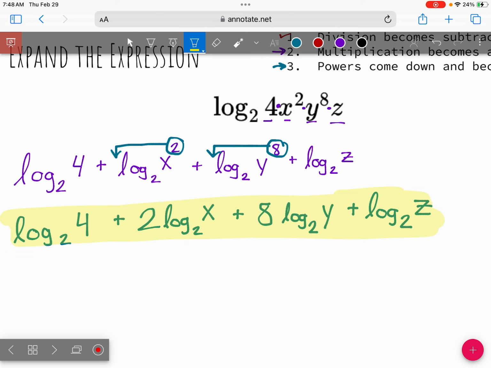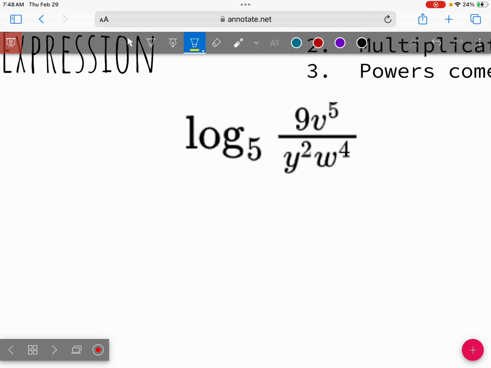One more. Okay, we're only doing one more of these today. It's got a lot of pieces. I'm going to zoom it in so you can see it better. Log base 5 of the fraction that has 9v to the 5, b to the 5th, over y squared, w to the 4th.